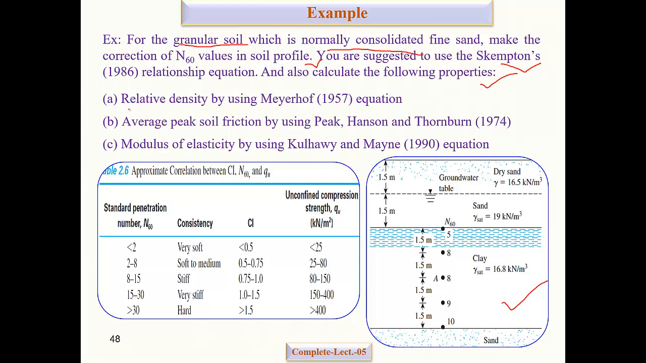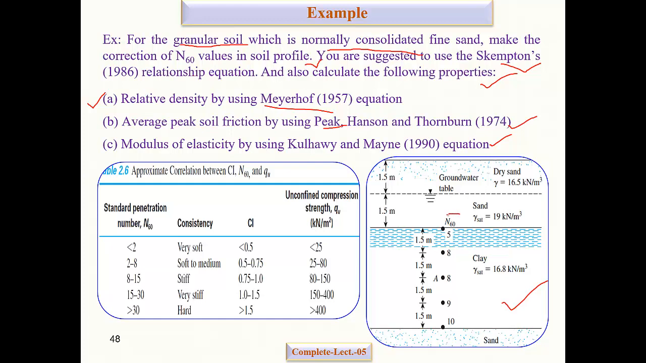You can find the formulas for relative density by these equations, Meyerhof, and average peak soil friction angle by these equations. You have already seen this is the first equation. And modulus of elasticity by Kulhawy and Mayne. By using these formulas you can find out the values. Is that clear? Can you do this kind of example? Keep in mind, just giving you another clue.